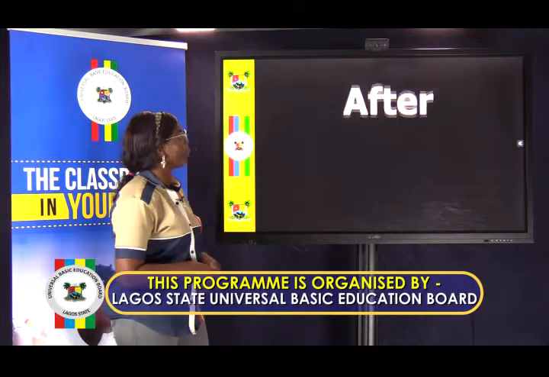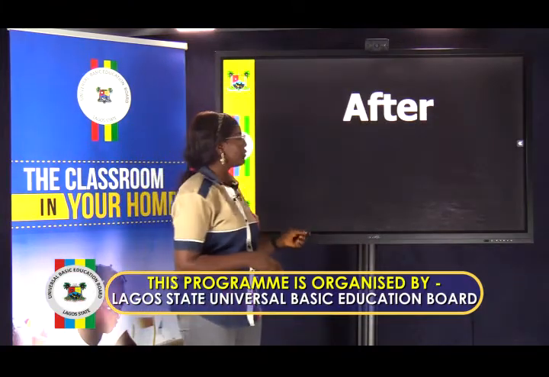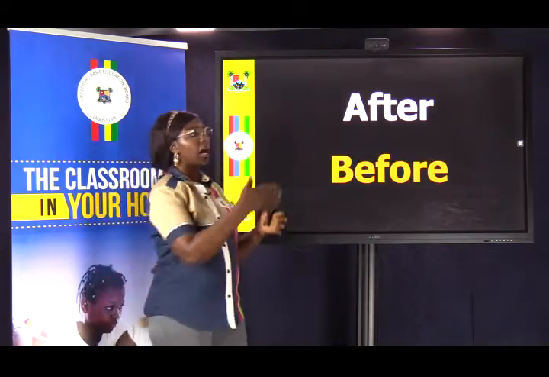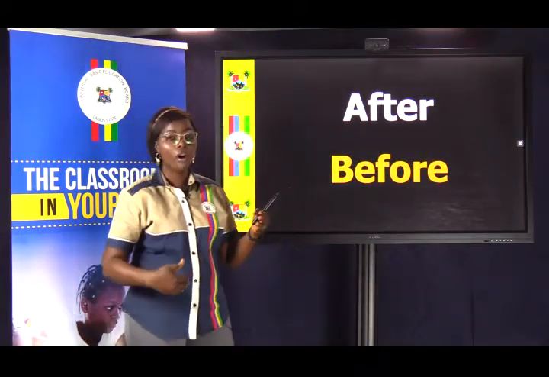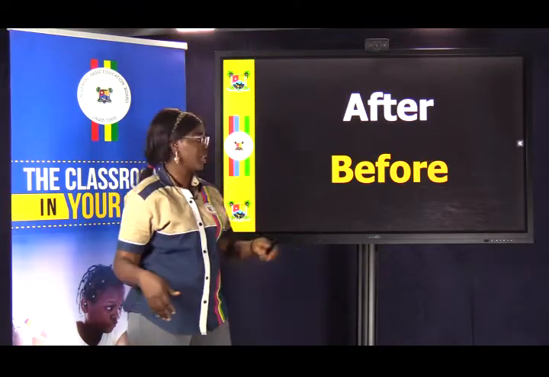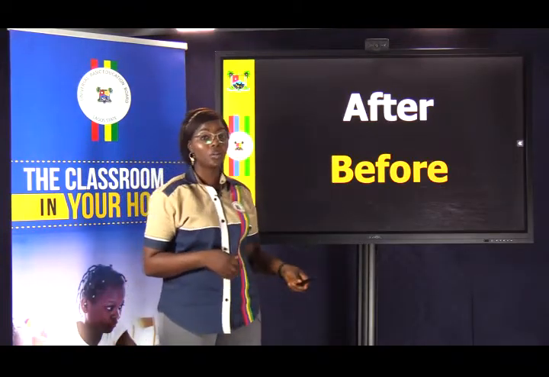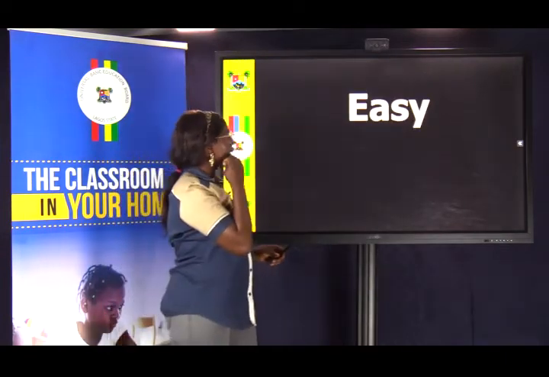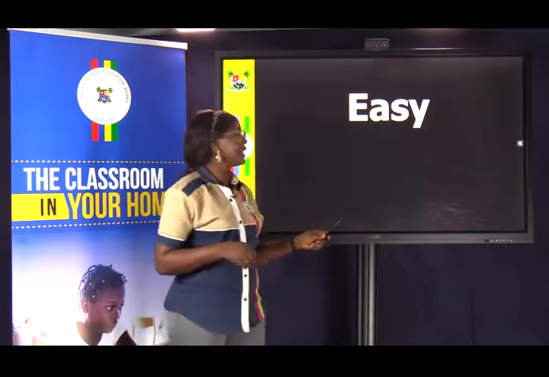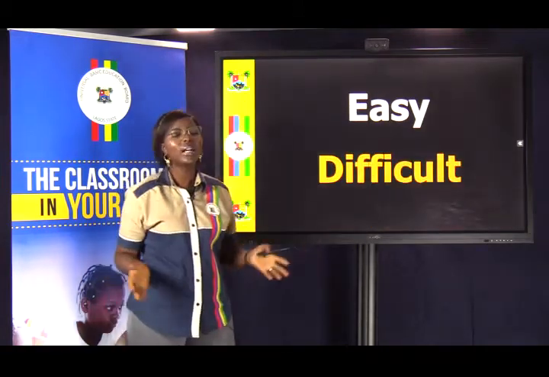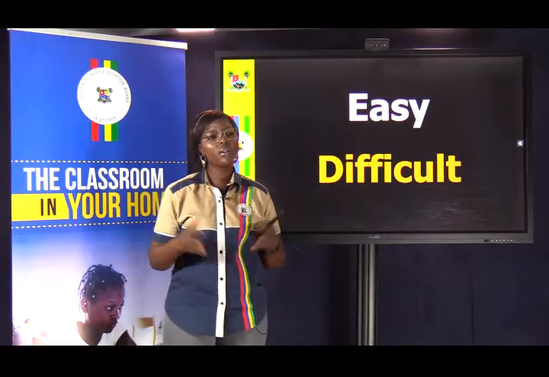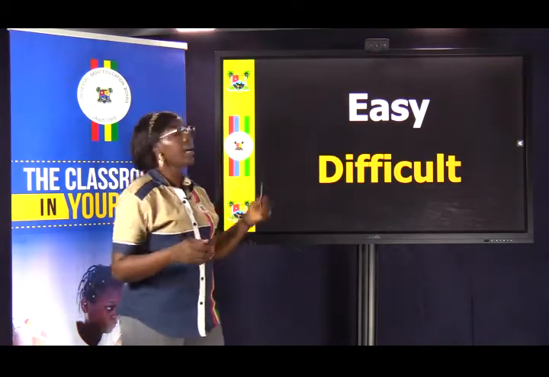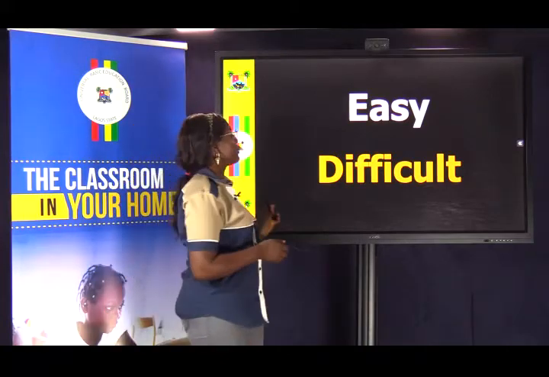Okay, another example. After. So after, what is the antonym? Of course, after a place, before a place, or after a thing, before a thing. So the antonym of after is before. Okay, another example. Easy. What is the antonym of easy? Oh, that work is so easy. Oh, the mathematics is so difficult. That English is difficult. So the antonym of easy is difficult.